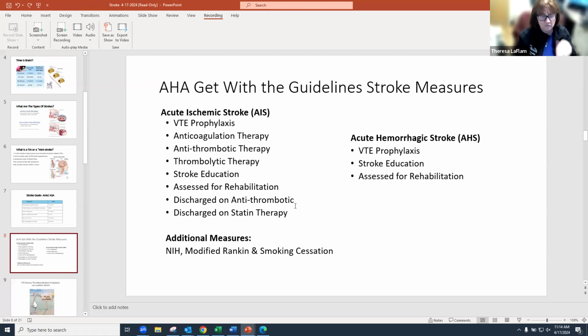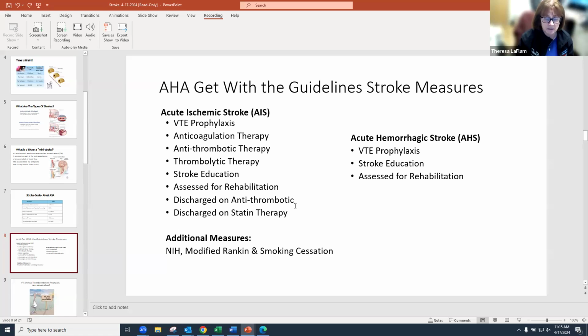So those first few measures that have to be met need to be either met or have a documented contraindication. Then we move on to more measures that are, I guess, more focused or assigned to either nursing or rehab therapy. So for stroke education, the nurse is going to educate the patient on what type of stroke they had and what their risk factors are.